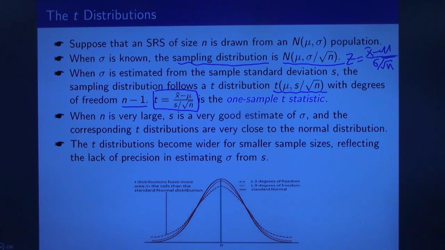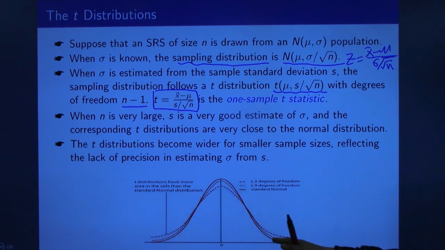Here, when n is very large, S is a very good estimate of sigma. We already know that. The larger the better. And the corresponding T distributions are very close to a normal distribution. That is also a very reasonable generalization. The T distributions become wider for smaller sample sizes, reflecting the lack of precision in estimating sigma from S.